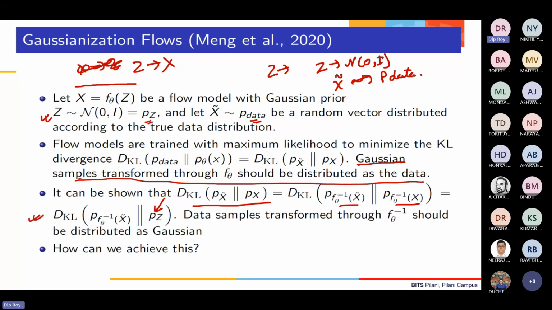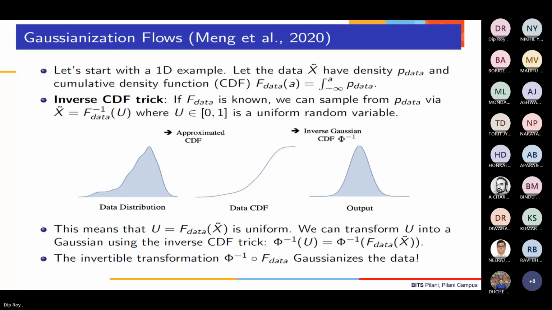If these things are true, then data samples transformed through the inverse transformation should also be distributed as a Gaussian. That is what we are trying to do. That brings us to the Gaussianization flows. Now let's see the trick that they have applied. Let's start with a 1D example.